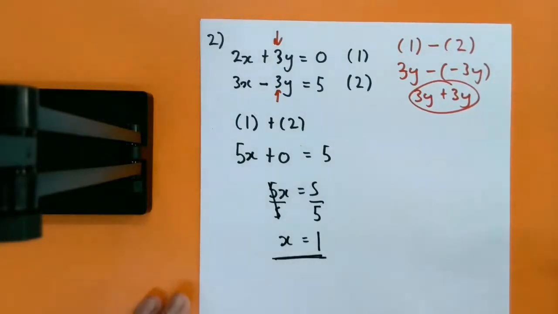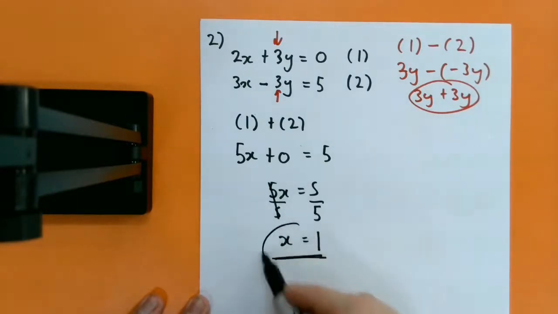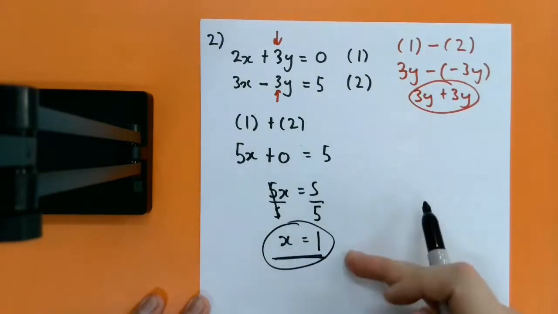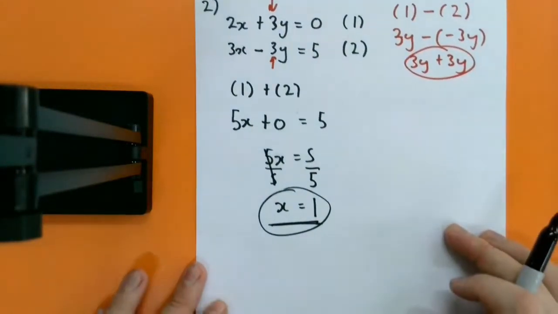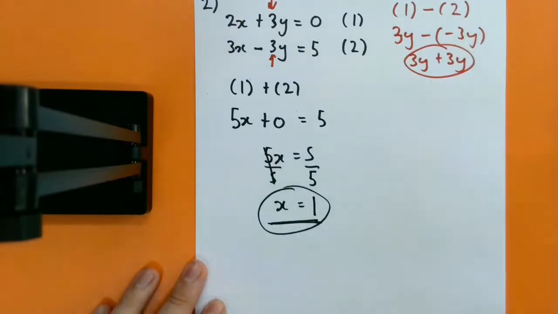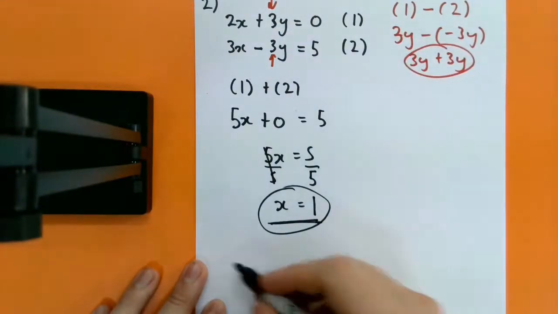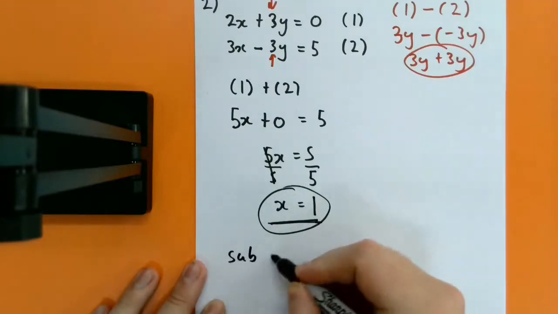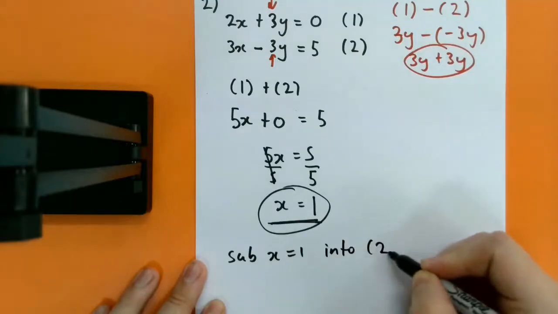Okay, the next thing that we need to do is find y by using our answer here. We've done all of this work, so now let's use this to find what our answer will be. You can sub it back into any equation that you would like. I'm going to sub this back into, why don't we pick equation 2? So I'm going to say sub x equals 1 into equation 2.